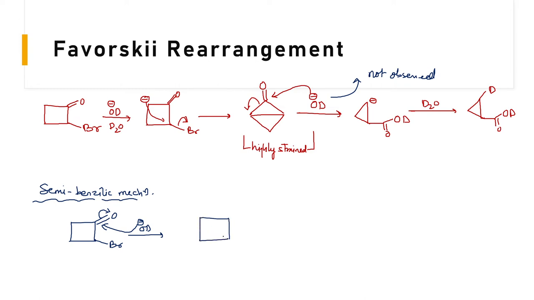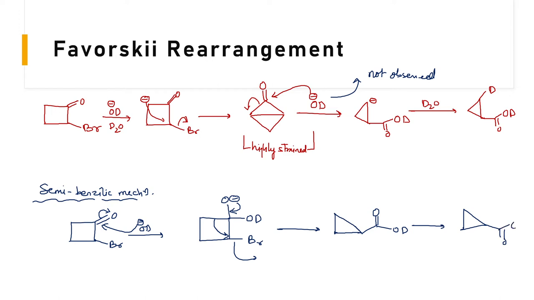and you get O minus, OD, Br. This comes over here and this goes over here, and you get... Br goes out and you will get OD, which then decarboxylates to become double bond O, O minus. So please do remember that within this system, a four-membered cyclic system, Favorskii rearrangement will not proceed by the usual mechanism. It will proceed by a semi-benzylic mechanism.